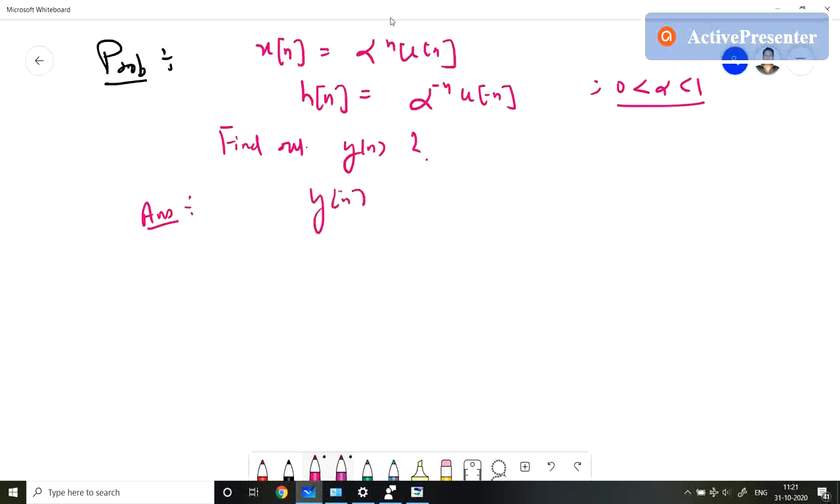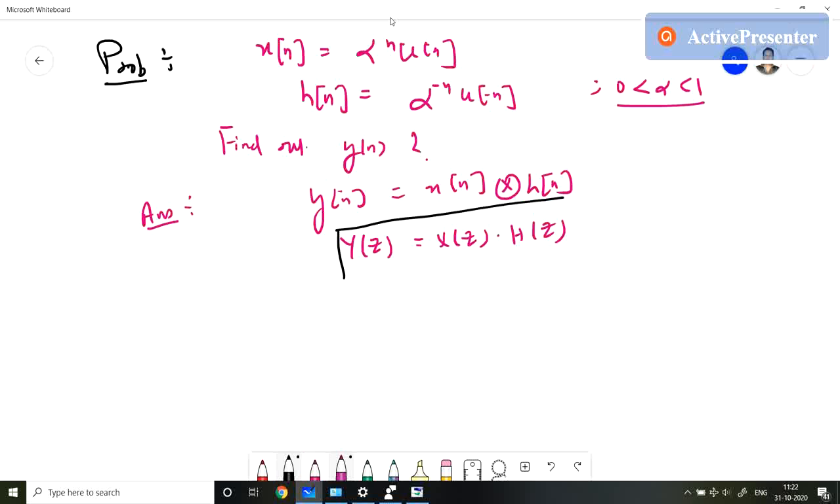So what is y[n]? y[n] is x[n] convolution with h[n]. So taking the z transform on both sides, we will get Y(z) is equal to X(z) into H(z). Now what is X(z)? X(z) is equal to 1 divided by 1 minus alpha z inverse. So this is X(z), and what is the value of Y(z)?